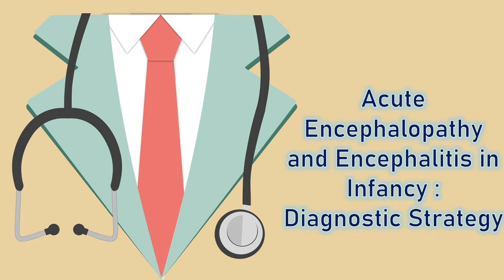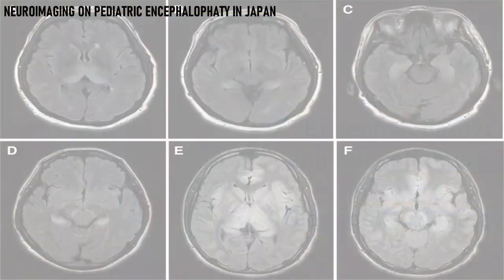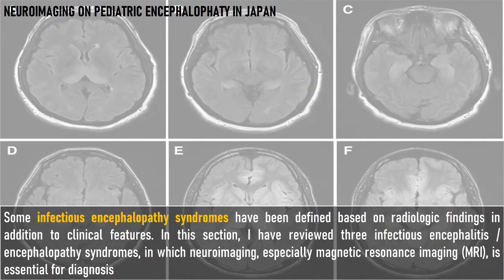Now we will talk about a diagnostic strategy in acute encephalopathy and encephalitis in infancy. Some infectious encephalopathy syndromes have been defined based on radiologic findings in addition to clinical features. In this section, I have reviewed 3 infectious encephalitis and encephalopathy syndromes in which neuroimaging, especially magnetic resonance imaging or MRI, is essential for diagnosis.